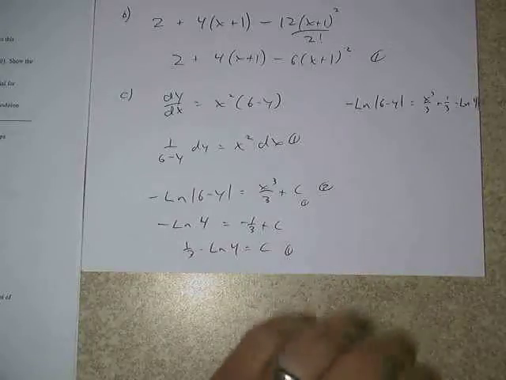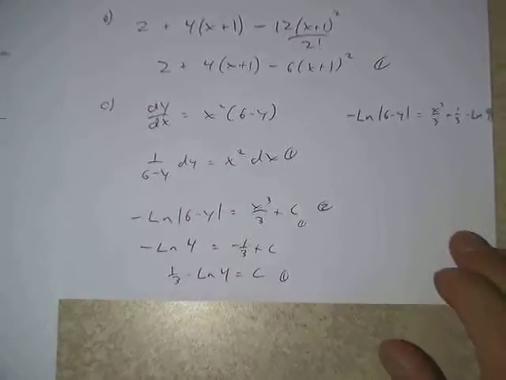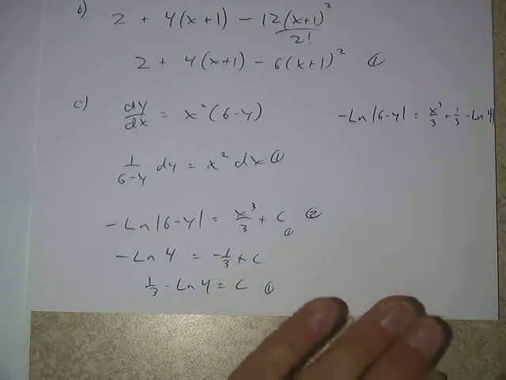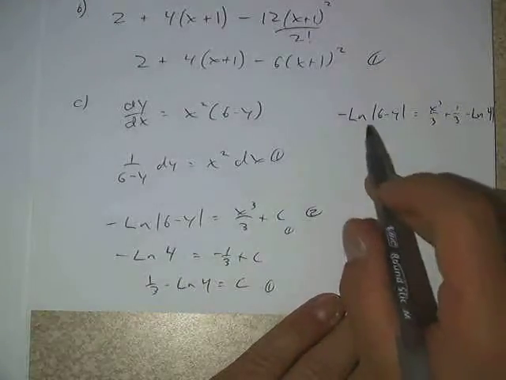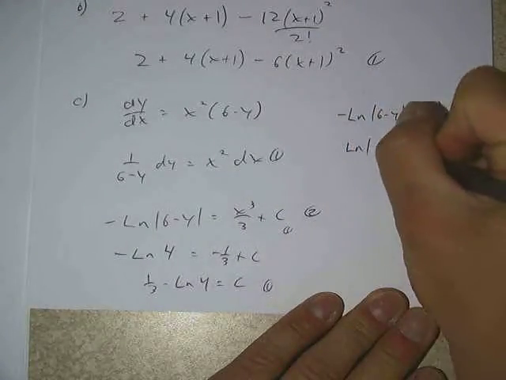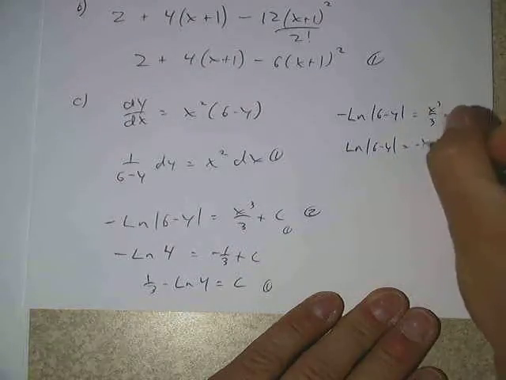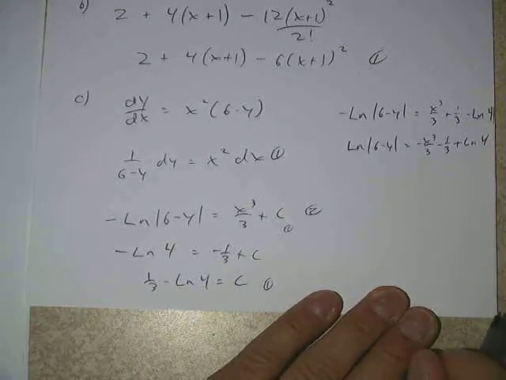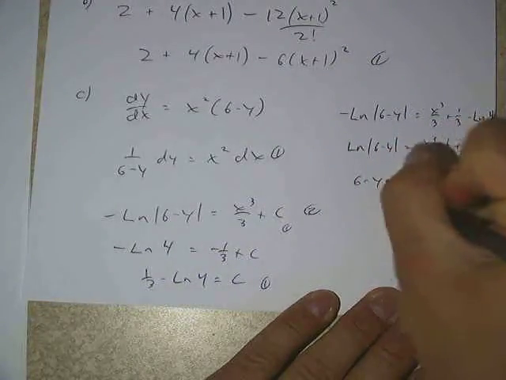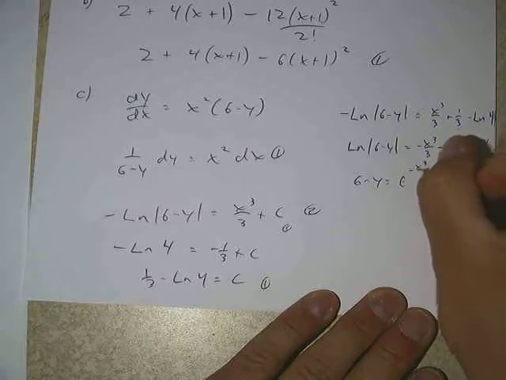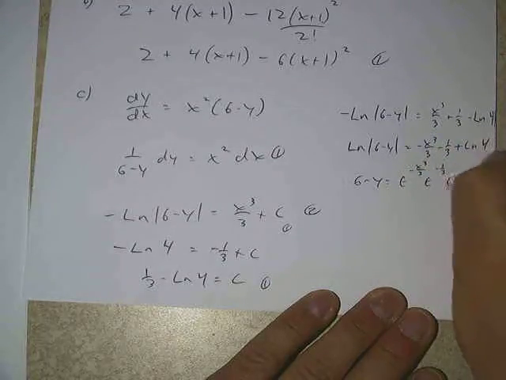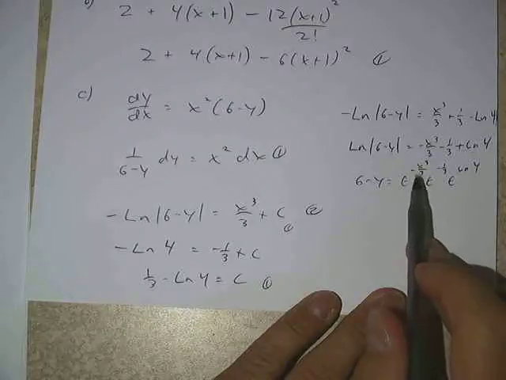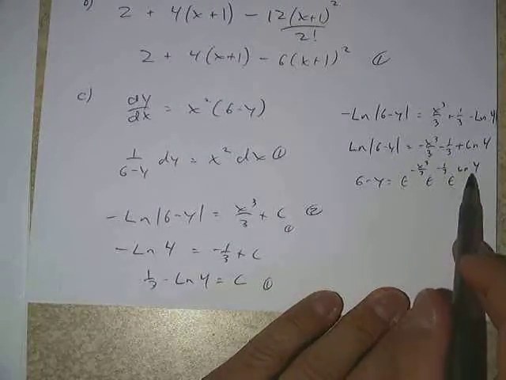And then if we go back to our original equation, solving for y is going to be the last part here. So we can do division by -1 first. We get negative x cubed over 3 minus 1/3 plus ln 4, dividing everything by -1. Exponentiate both sides with e, and we get 6 minus y over here, and we're going to get e to this whole thing here.